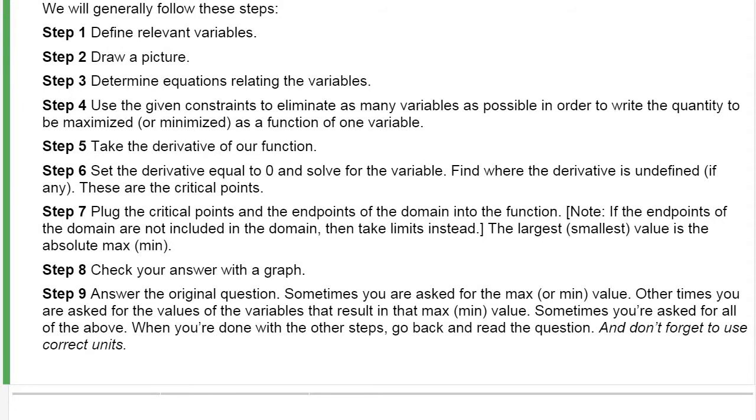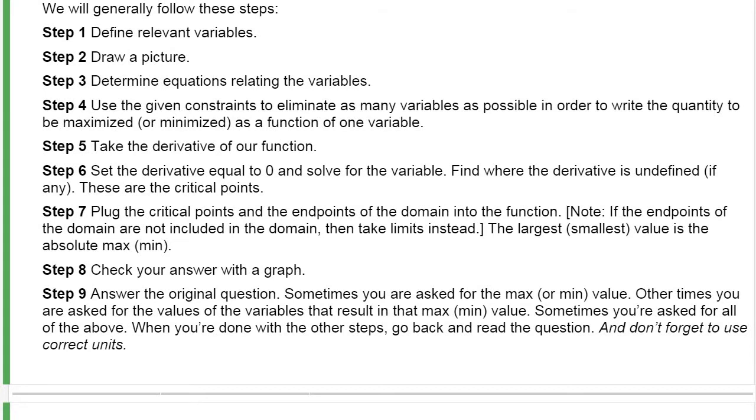First, define the variables that are involved. Second, if appropriate, draw a picture. Third, determine equations that relate all those variables. Fourth, use the constraints given in the problem to eliminate as many of those variables as you can. Our goal here is to write whatever quantity we want to maximize or minimize as a function of a single variable. Once we've done that, step 5, take the derivative.